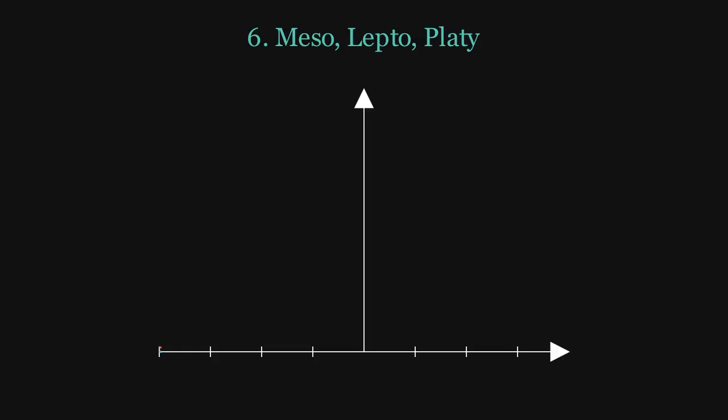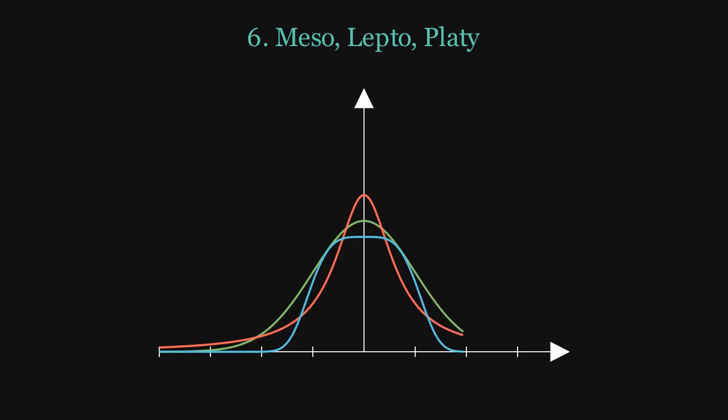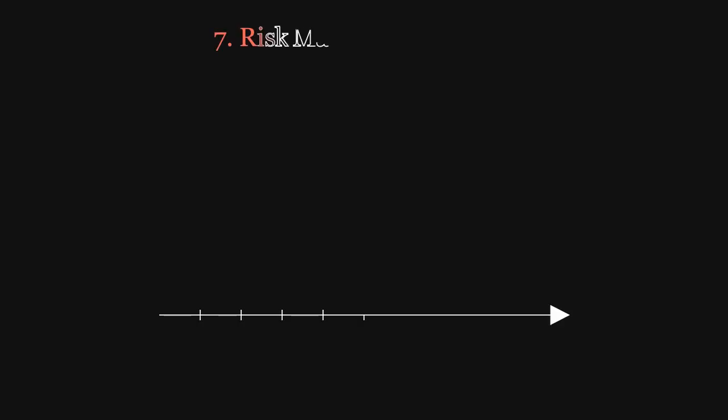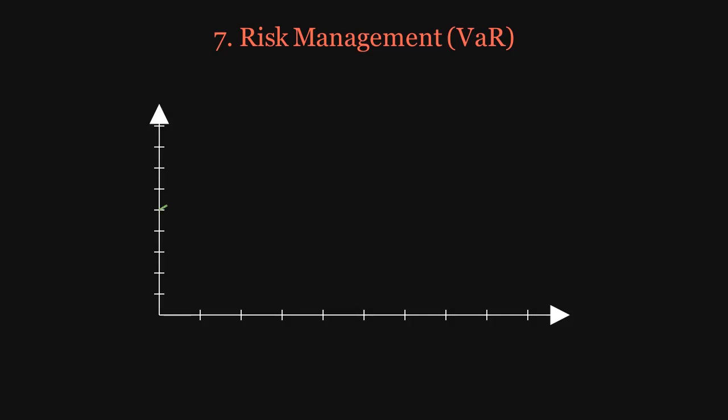Section 6. The three faces of kurtosis. We categorize distributions into three types: Mesokurtic, the normal distribution with a value of 3, Leptokurtic, thin and tall with fat tails, meaning more outliers, and Platykurtic, flat and short with thin tails, meaning fewer outliers. In the stock market, we fear Leptokurtic distributions because they imply a higher probability of Black Swan events, market crashes that shouldn't happen according to a normal curve.